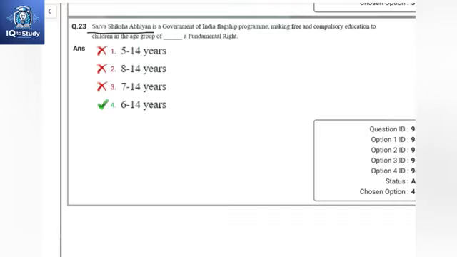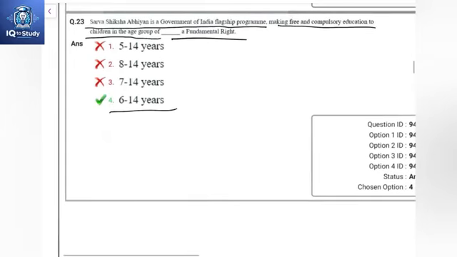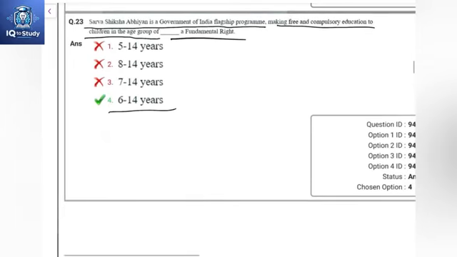Sarva Shiksha Abhiyan is a Government of India flagship program making free and compulsory education to children in the age group of 6 to 14 years. It is a fundamental right. And this is according to the Article 21A of the Indian Constitution.